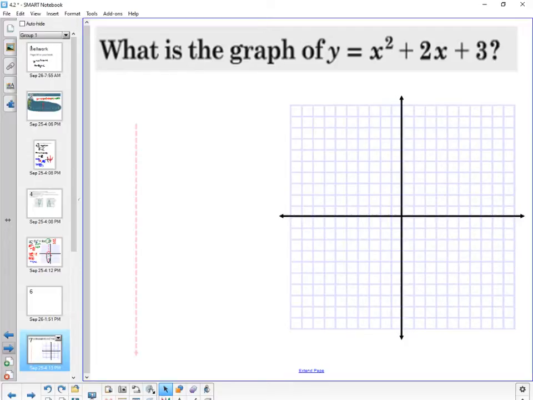Not right now. Here we have this new formula. I want you to go and find me the x-intercept. I want you to find me the vertex and the y-intercept, because that's what we need to graph this, okay? So go ahead, guys.